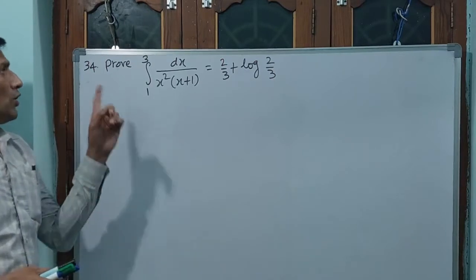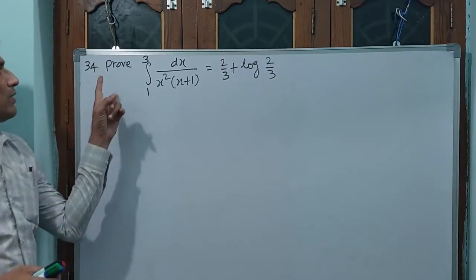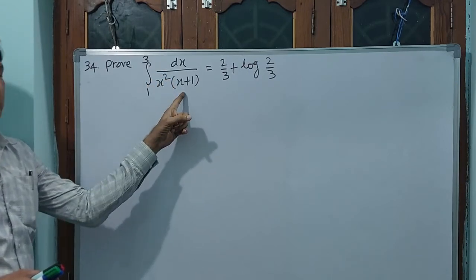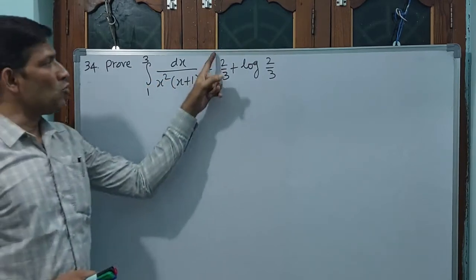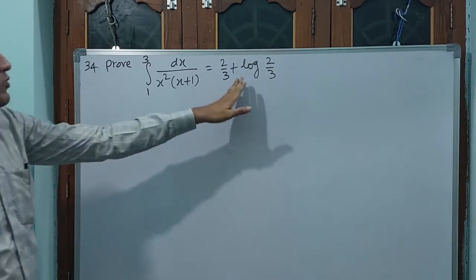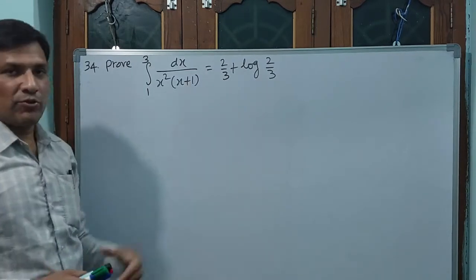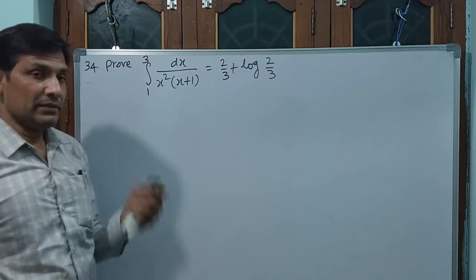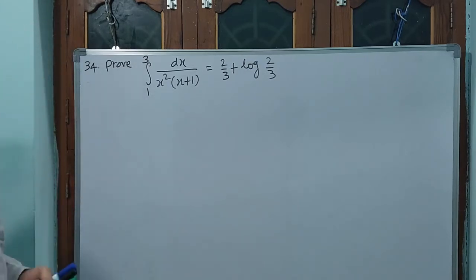Okay. Question number 34. Prove integral 1 to 3 dx by x square into x plus 1 is equal to 2 by 3 plus log of 2 by 3. Okay. This is the question. We have to prove this RHS, LHS you have to take and proceed further. Okay. See, this is a definite integral. Finally, this answer should come. Now, how to come to this answer?